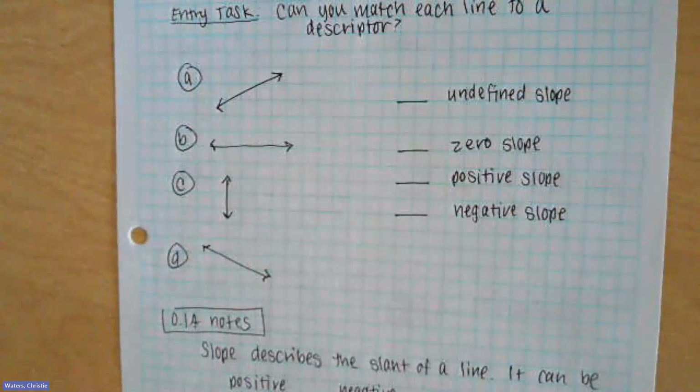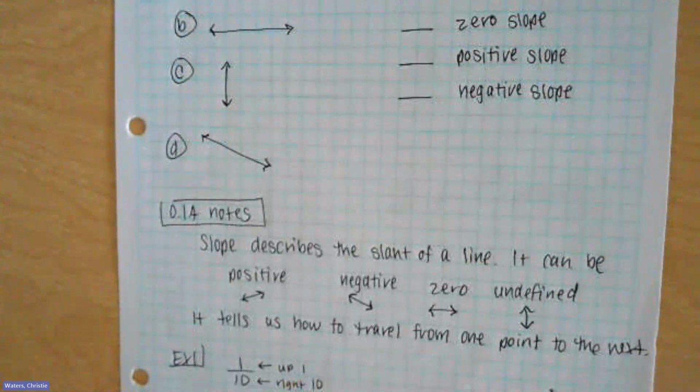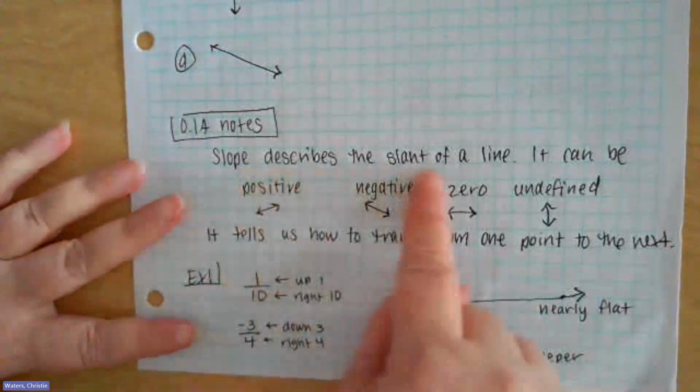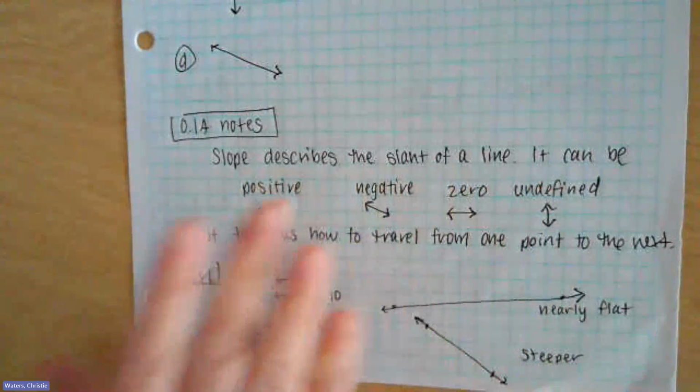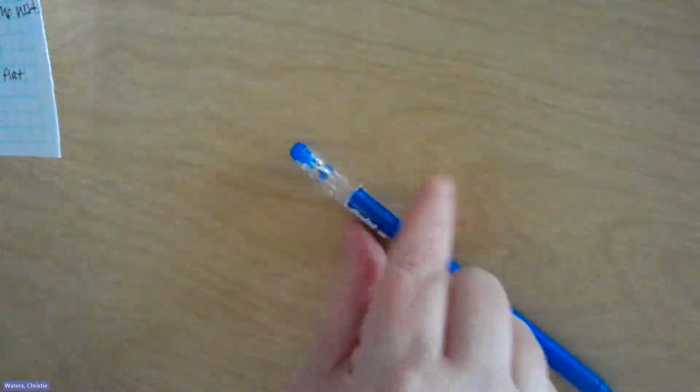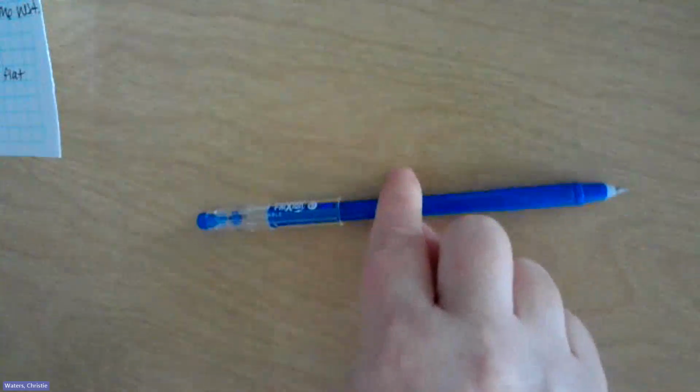Okay, so let's just talk about the notes. I'm not going to rewrite all the notes. I'm just going to talk you through them. So slope describes the slant of a line. So if we think about any sort of line, pretending this pen is just a line, it can turn in any direction I want. But we kind of break it down into groups.